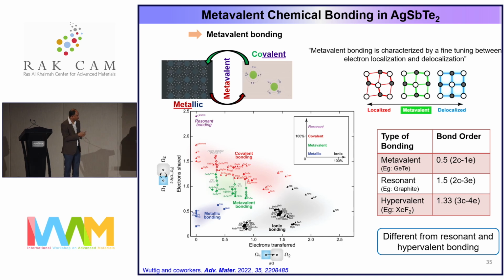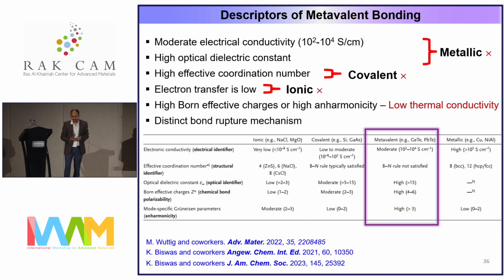And the metavalent bonding, what we understood from our electronic and thermal transport measurements, is extremely good for thermoelectrics, because they have defined descriptors. It has moderate electrical conductivity and high optical dielectric constant, which is not there in the metal, and high effective coordination, as I just explained, which is not there in the covalent.